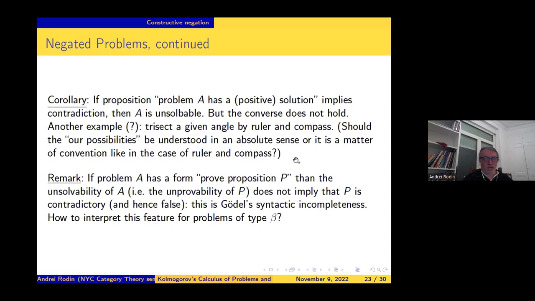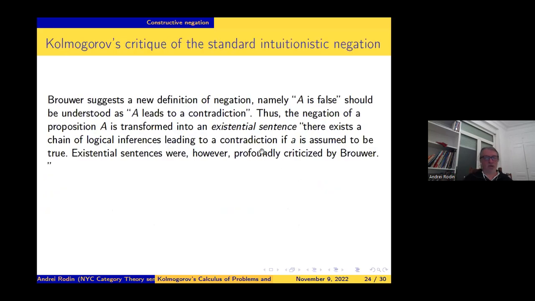So the existence of a solution does not imply the contradiction of a problem, but still the problem is unsolvable, right? And it also goes along with an interesting remark from the second part of the paper, where he really criticizes. It's more philosophical; there is some formal stuff in the first part, but the second part is purely philosophical or speculative. And what Kolmogorov does is criticize the standard notion of intuitionistic negation, saying that it's not intuitionistic enough, so to speak, not constructive enough.